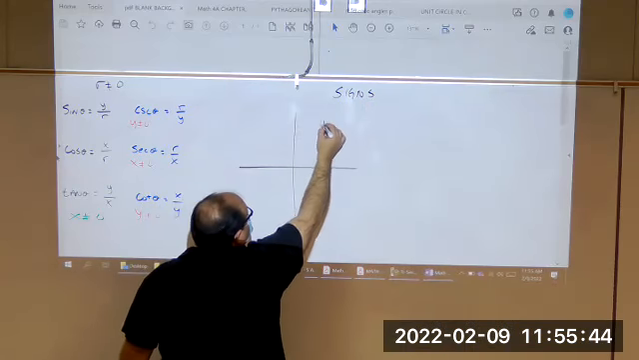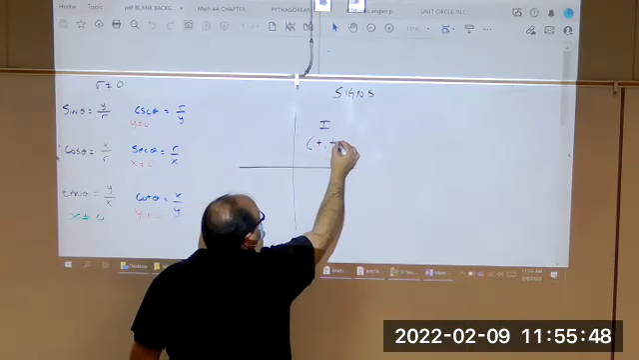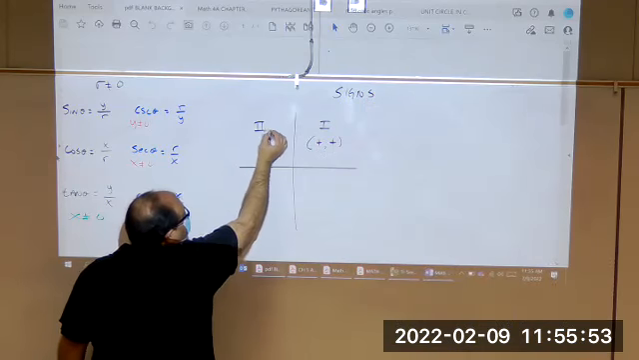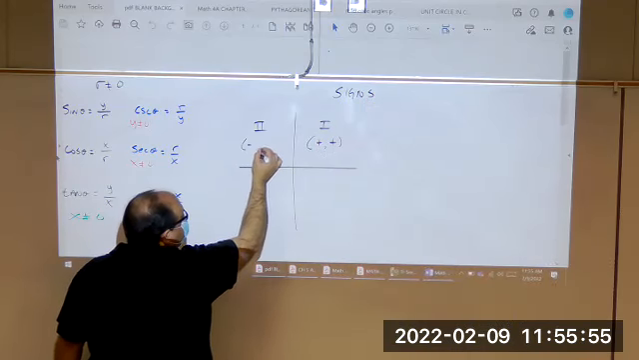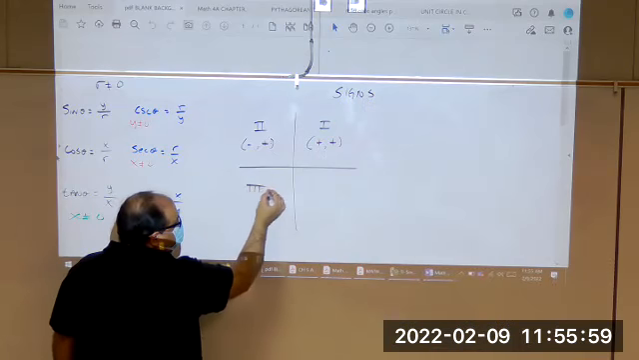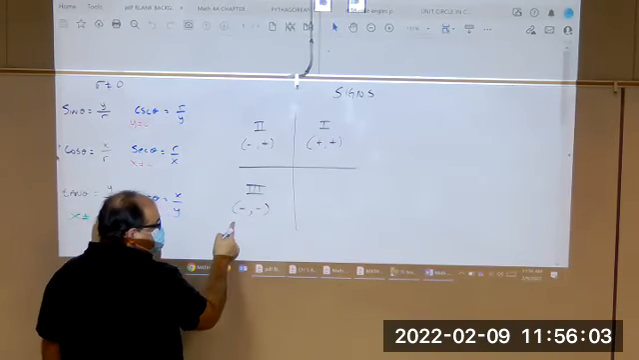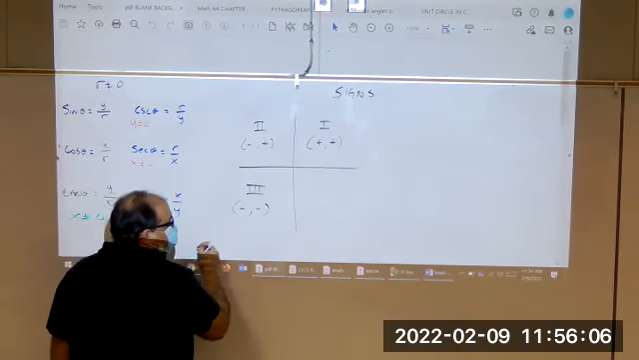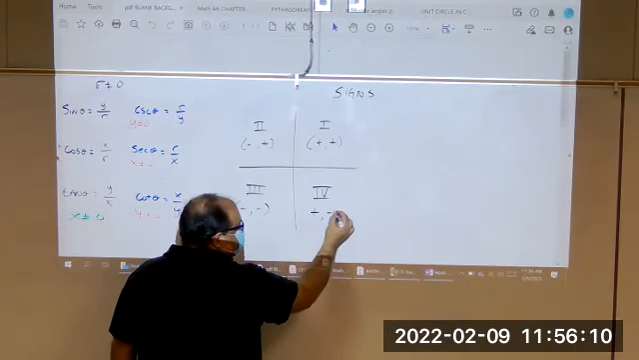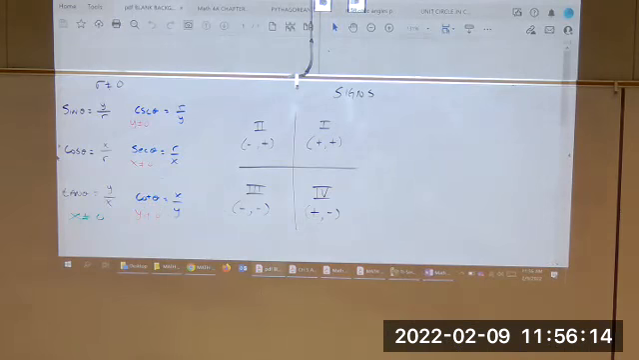So let's just think of it. In quadrant 1, the x coordinate is positive, the y coordinate is positive. In quadrant 2, the x coordinate's negative, the y coordinate's positive. In quadrant 3, both coordinates are negative. X is negative, y is negative. And in quadrant 4, x is positive, y is negative.